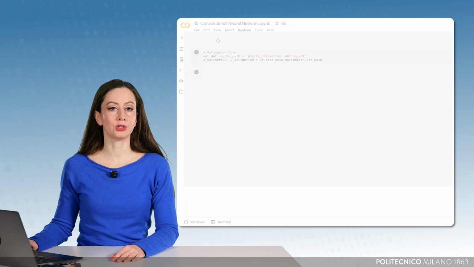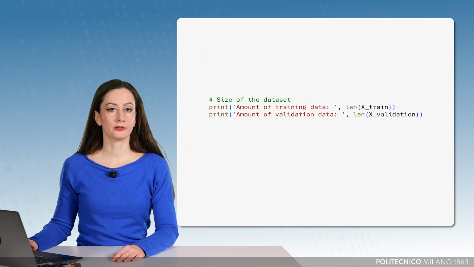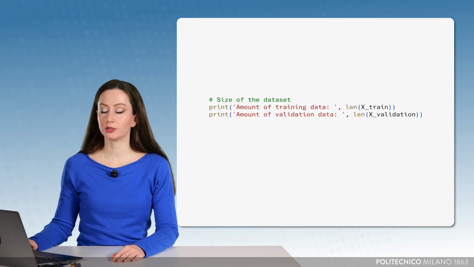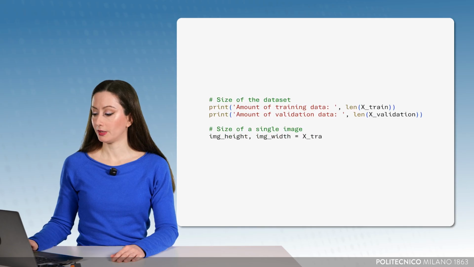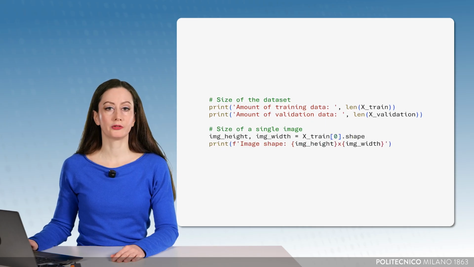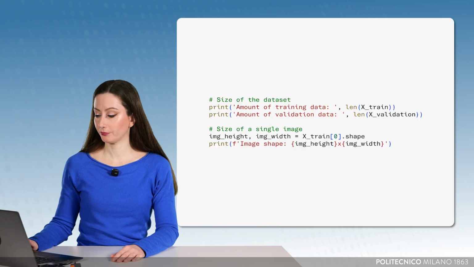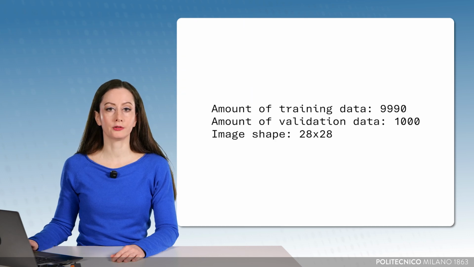Let's see how many images are contained in both datasets. Using the len function on Xtrain and X validation, we can see how many samples each dataset contains. Instead, to check the size of a single image, we use the shape property on the first element of Xtrain, which is the first image. And we can see that the training dataset contains 9,990 images, each made of 28 by 28 pixels, while the validation dataset contains 1,000 images.